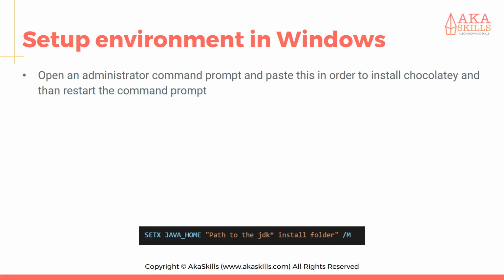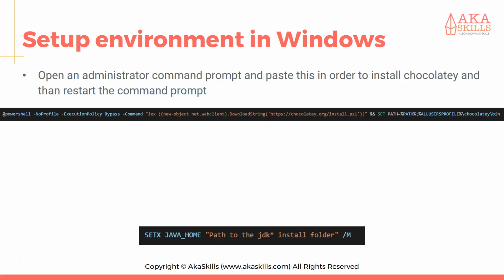After that we have to set up the environment. Continue by opening an administrator command prompt and paste this in order to install Chocolatey, then restart the command prompt. You have to paste this code in PowerShell there. After that you have to install the Java SDK.